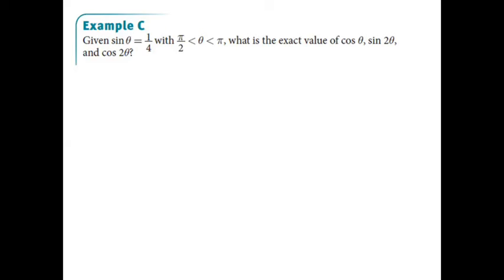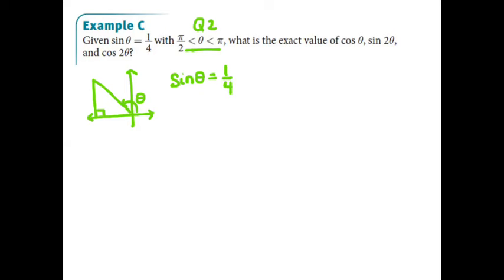I notice that theta is between pi over 2 and pi. That would mean theta is a quadrant 2 angle. So we're going to draw a reference triangle in quadrant 2. And so this angle would be theta. And we're given that sine of theta is equal to 1 over 4. So sine is y over r, which means this side would be 1, and my hypotenuse is 4.